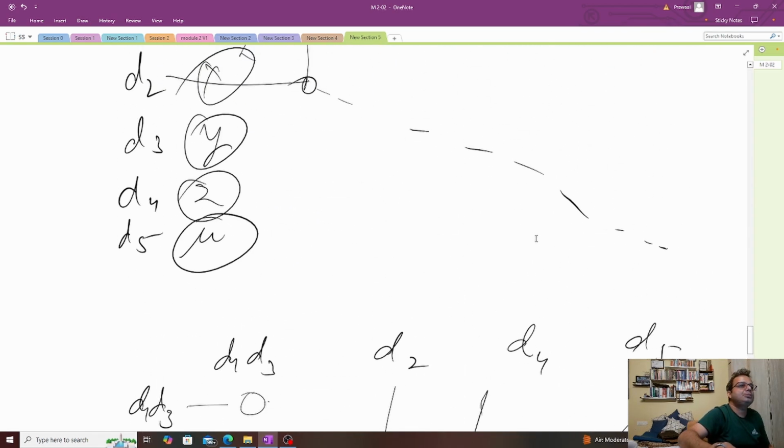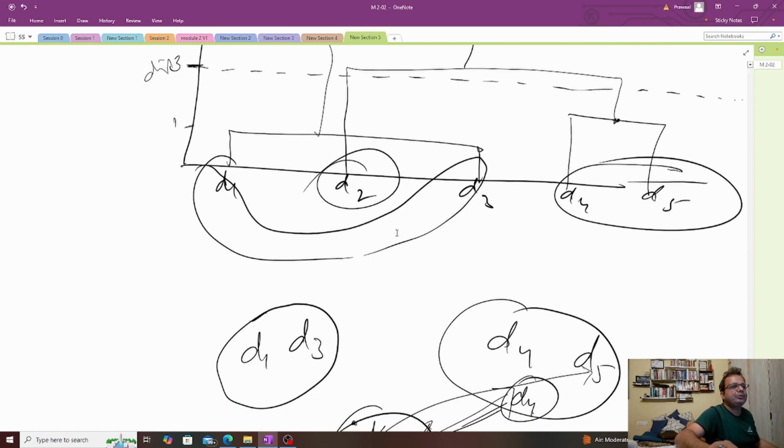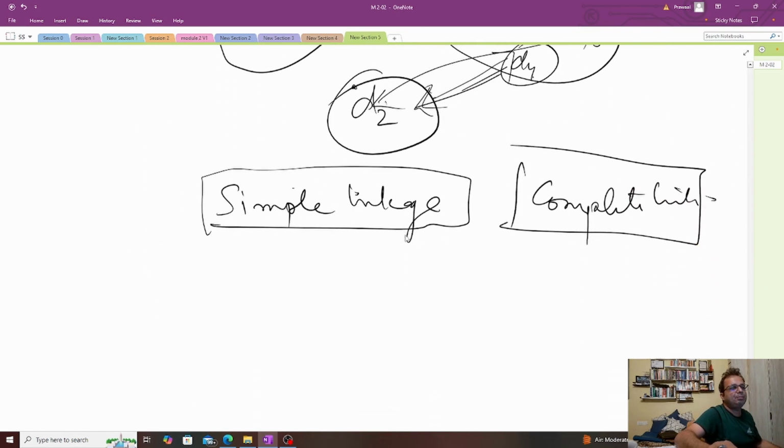So let's suppose when d1 and d3 are clustered, and I need to find the distance from d1, d3 to d2, d4 and d5. If it is single linkage, I'll find which of the two, d1 or d3, is nearest to d2, d4 and d5. If it is complete linkage, I'll find which of these two is furthest from these points.